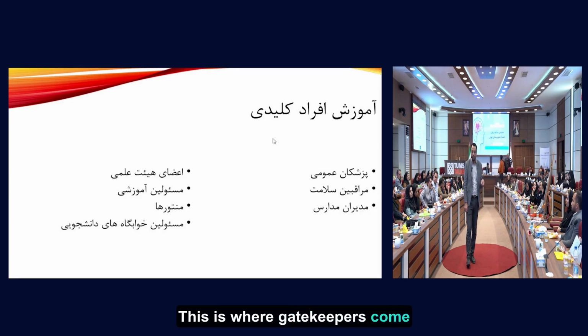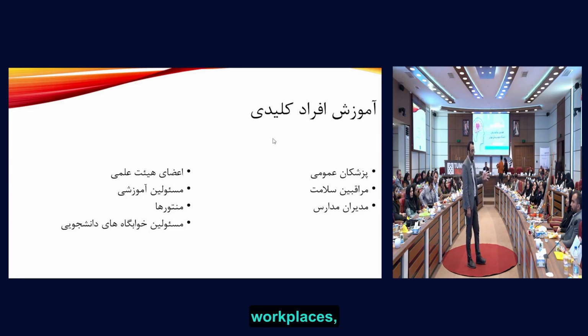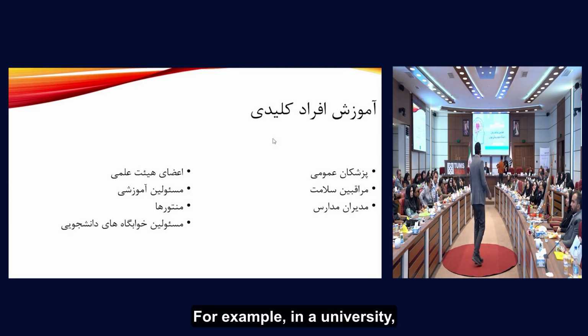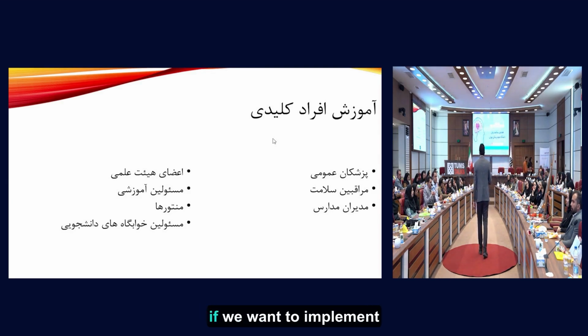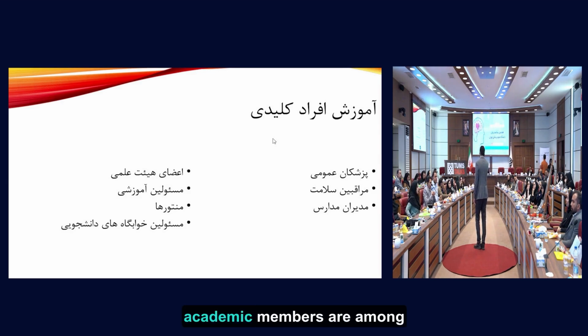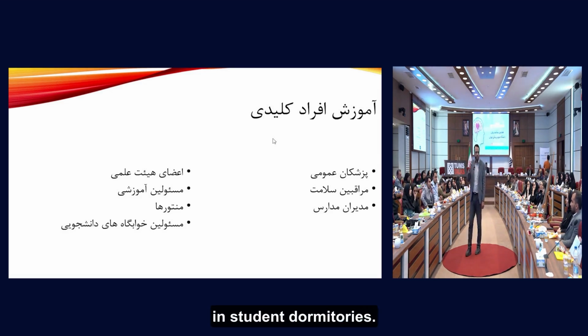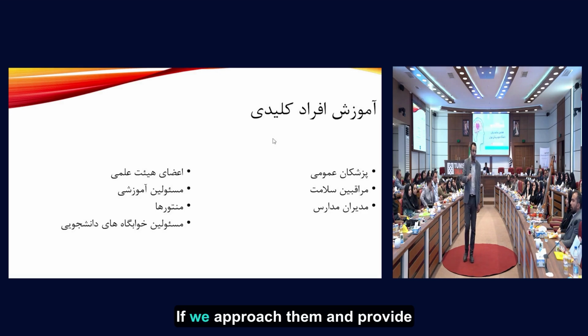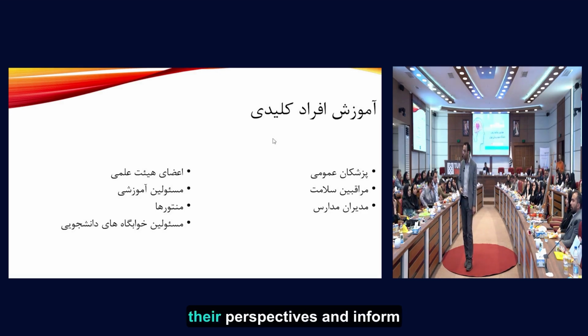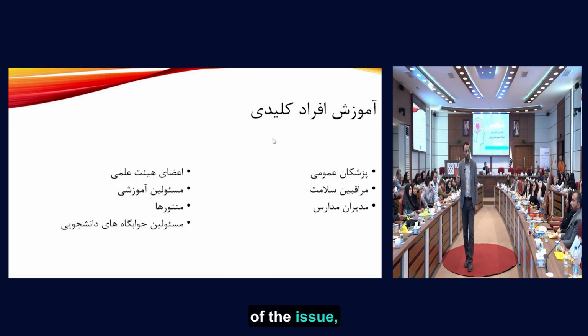This is where gatekeepers come in, those key individuals in environments such as universities, communities, workplaces, or any other setting. For example, in a university, if we want to implement a program, academic members are among those key individuals. Those responsible for educational activities are key personnel, as are mentors and even staff in student dormitories. If we approach them and provide them with training to adjust their perspectives and inform them about the importance of the issue, this can be a very effective action to reduce suicide risk in that environment.